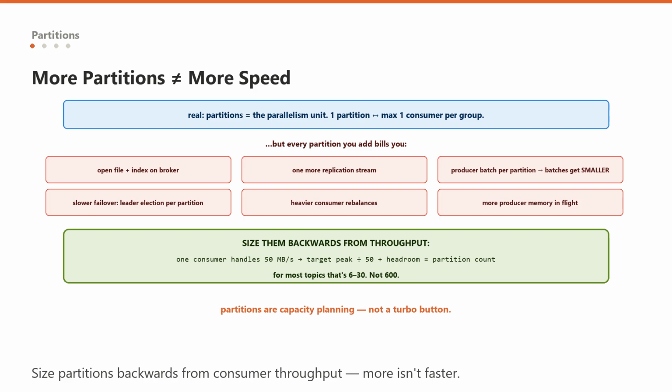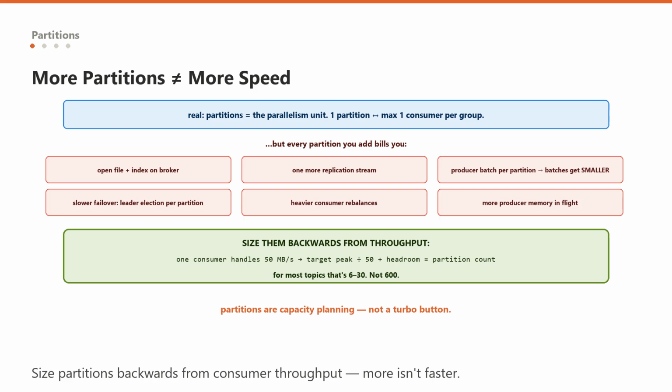But somewhere along the way, teams turn that into "more partitions equals more performance," and that is false in both directions. Every partition you add has a cost. Each one is an open file and an in-memory index on the broker. Each one is a replication stream the followers must fetch. The producer keeps a separate in-flight batch per partition, so 1,000 partitions quietly multiplies producer memory, and worse, spreads the same message volume across more batches, making every batch smaller, which undoes the batching wins from concept 2.